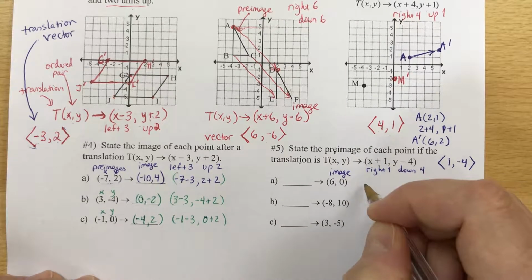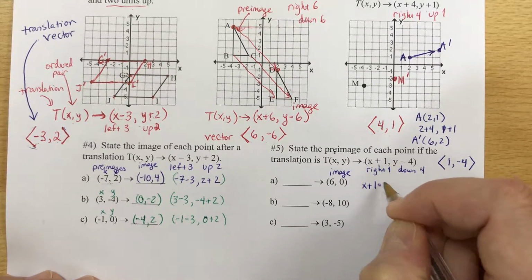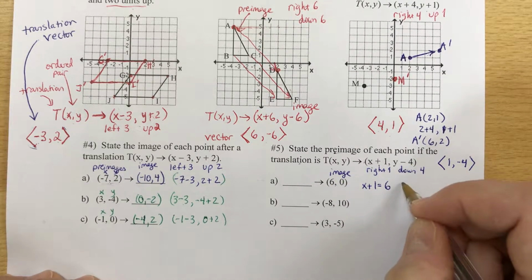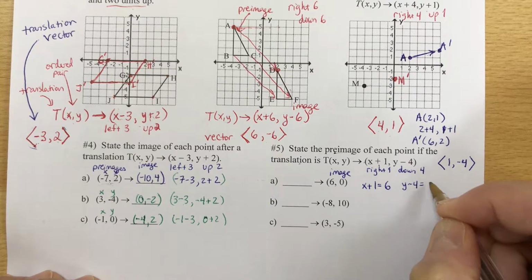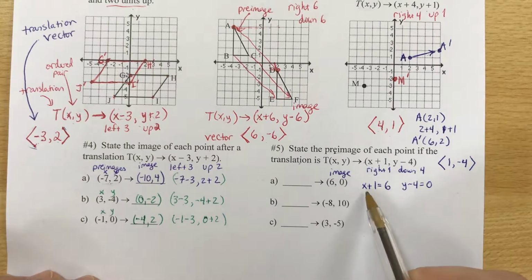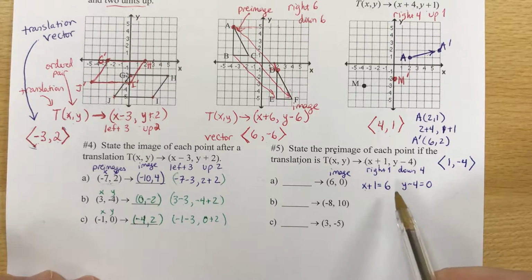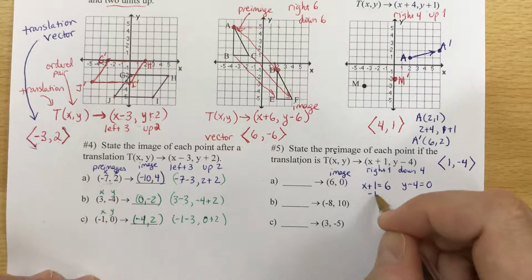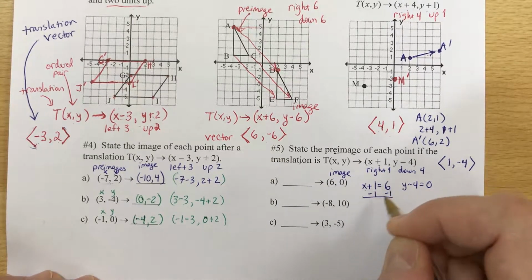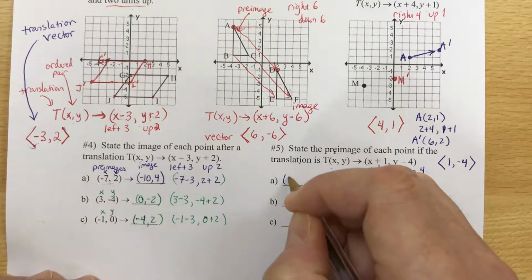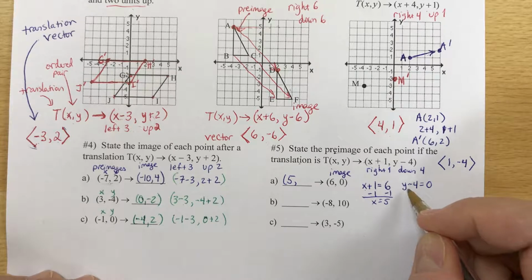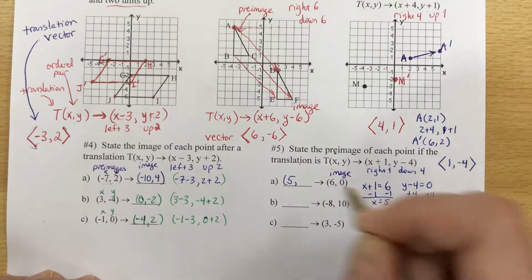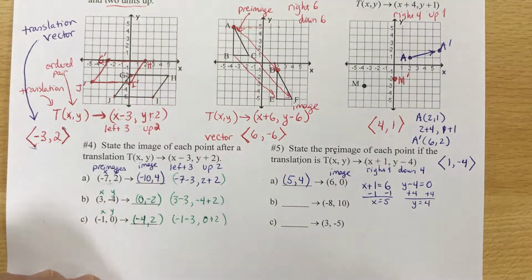So if I do x plus 1, I have to end up with the image x value, which is 6. If I do y minus 4, I have to end up with 0. So can you think of numbers to put in for x and y to make these work? Well, x would be 5. 5 plus 1 is 6. And you can get this, by the way. You can just solve the equation. Subtract 1, you get x equals 5. Okay, y minus 4 is 0. To solve that, we'll go plus 4, and we get y equals 4. There's your answer. There's your preimage.